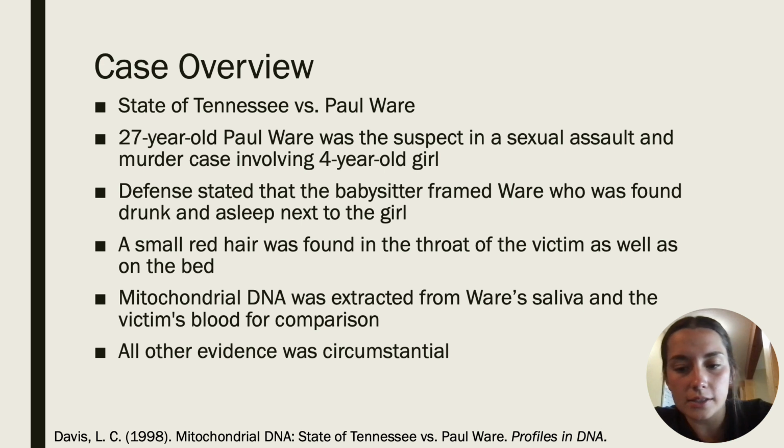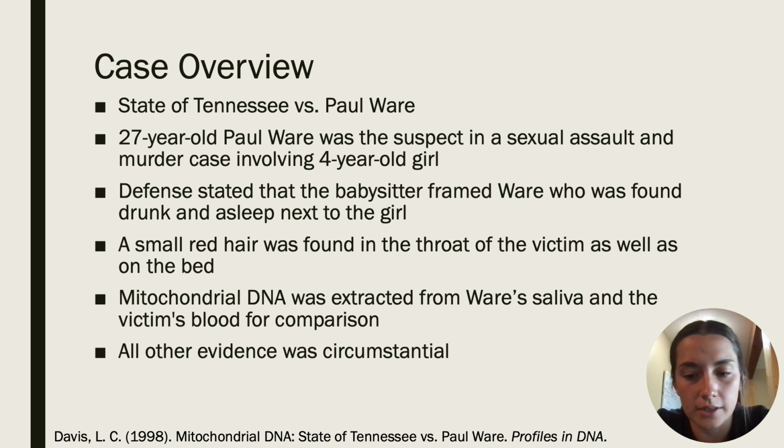So a little bit of the case overview. I chose a case, the State of Tennessee versus Paul Ware. So this was a case where 27-year-old Paul Ware was a suspect in a sexual assault and murder case involving a 4-year-old girl. And so Ware was stating that the babysitter framed him, and he was found drunk and asleep next to the 4-year-old girl.